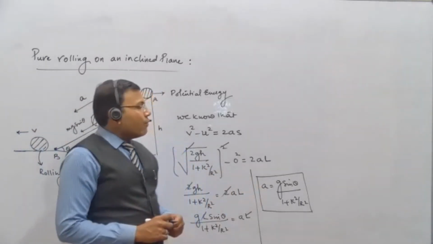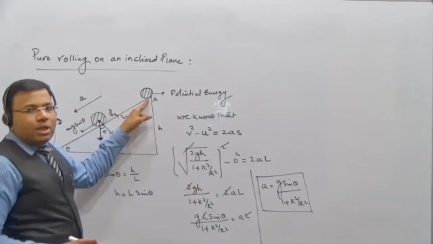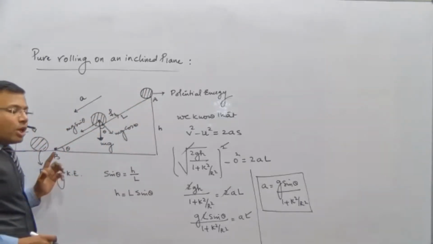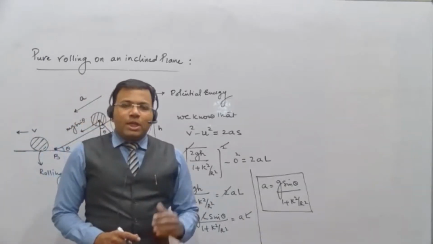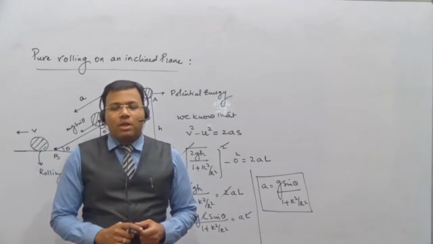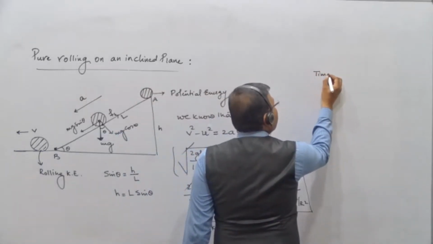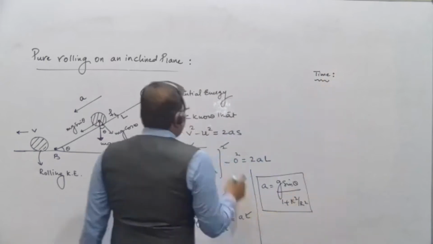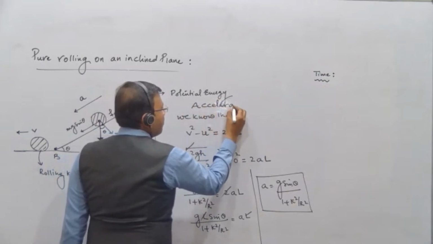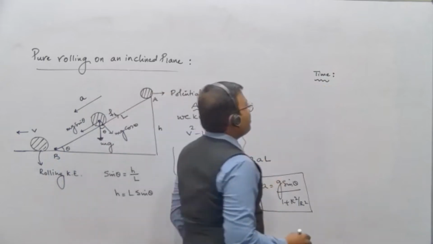Next, we go for the third physical quantity, that is the time. You know, students, the body is released from rest. Because of the net force, it comes down with some acceleration and reaches the bottom of the inclined plane. To reach the bottom of the inclined plane, it takes some time. How much that time is, a question can be framed on that. So how to calculate the time? This expression is for acceleration, and we have derived it here. Now, we are going for time.